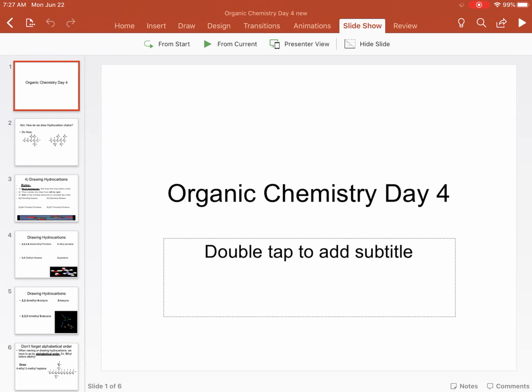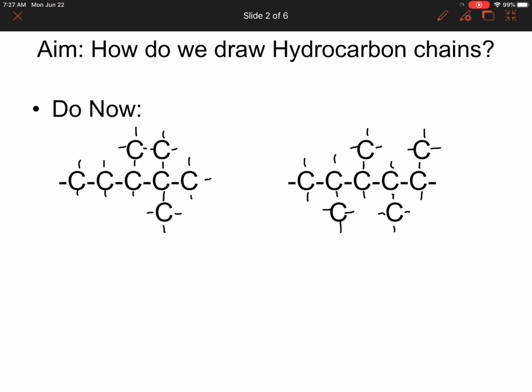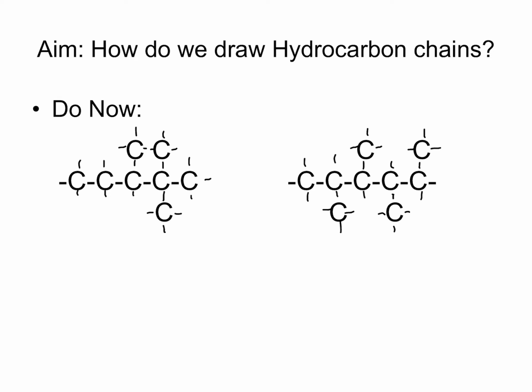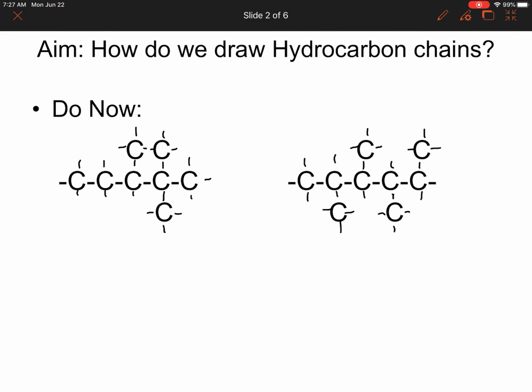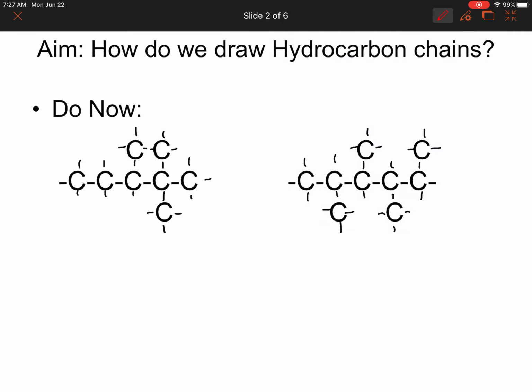Organic Chemistry, Day 4. Aim: how we draw hydrocarbon chains. So you have two do now questions in front of you. Hit pause and please answer both questions. Okay, we're back. How we draw hydrocarbon chains.